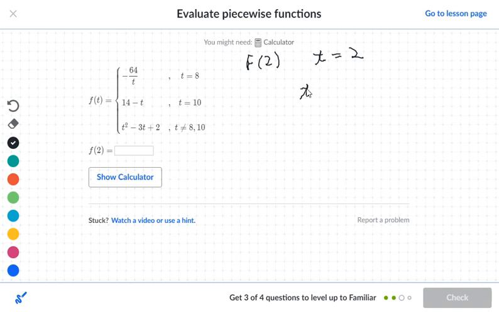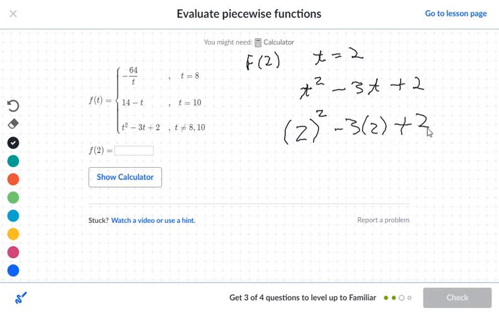We'll say t to the second minus 3t plus 2. So wherever we have a t, we'll put a 2 in there, and I'll tell you what, we'll use parentheses when we change the letter to a number. So now we have t squared, 2 squared, minus 3, then parentheses 2, plus 2.